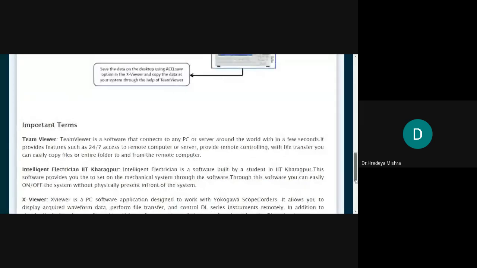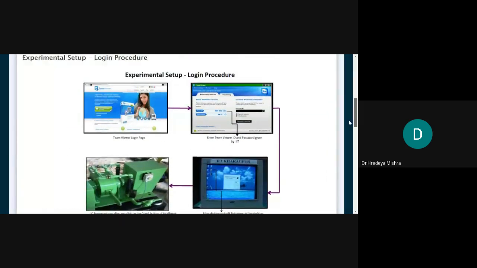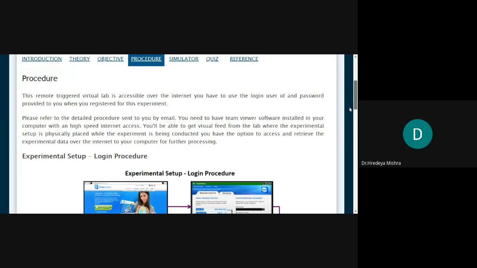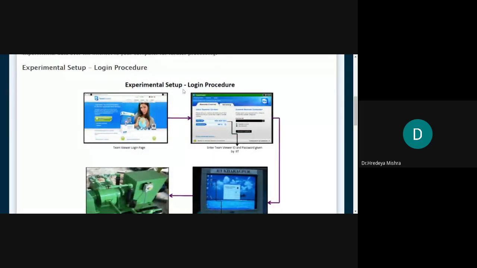For the conduction of this, we need to clean your software. Experimental setup, logging to proceed.